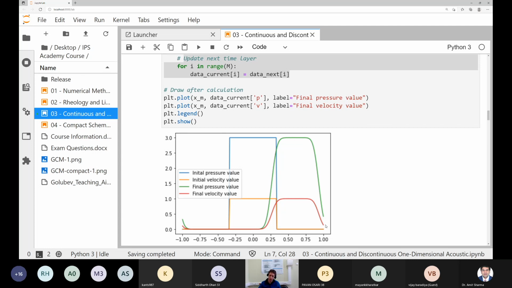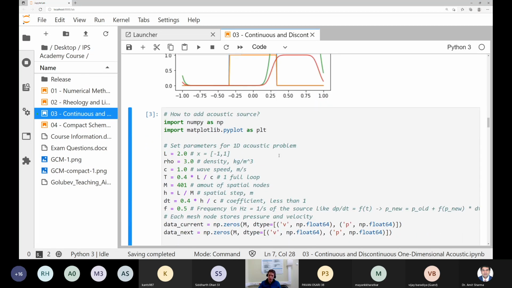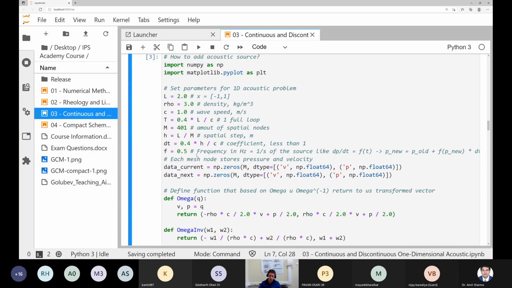Some portion of this wave goes back from the left, and it's obvious. How to add an acoustic source? In fact, it's very trivial. I chose some frequency, and if we have a right-hand part in our equation, we have to use some numerical scheme, some time stepping scheme, to solve the ODE.